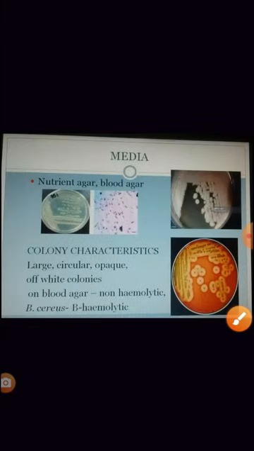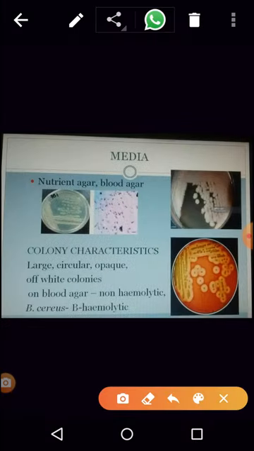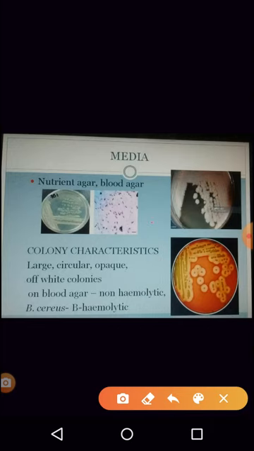Now, if we have to see which media this organism can be grown on, as this organism is highly resistant, it does not require any specific or enriched kind of nutrients. Though it can still grow in enriched medium, it can be easily grown on nutrient agar and blood agar.